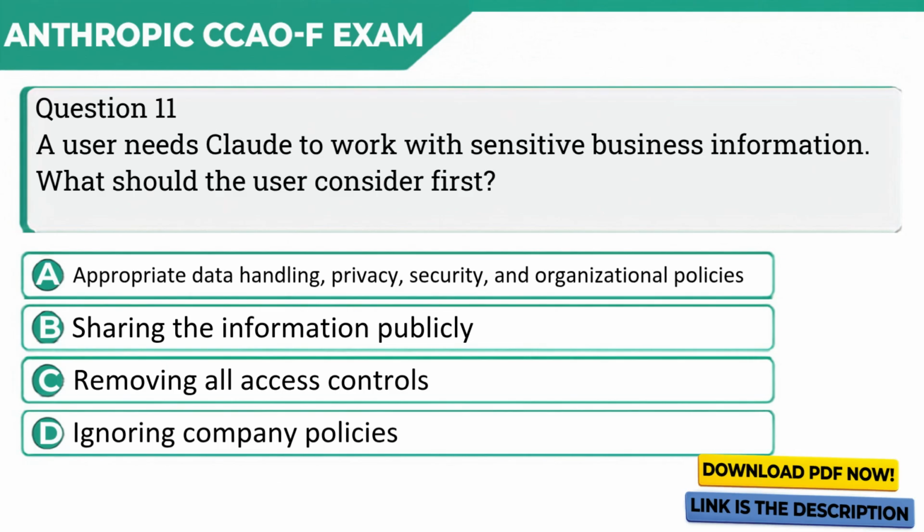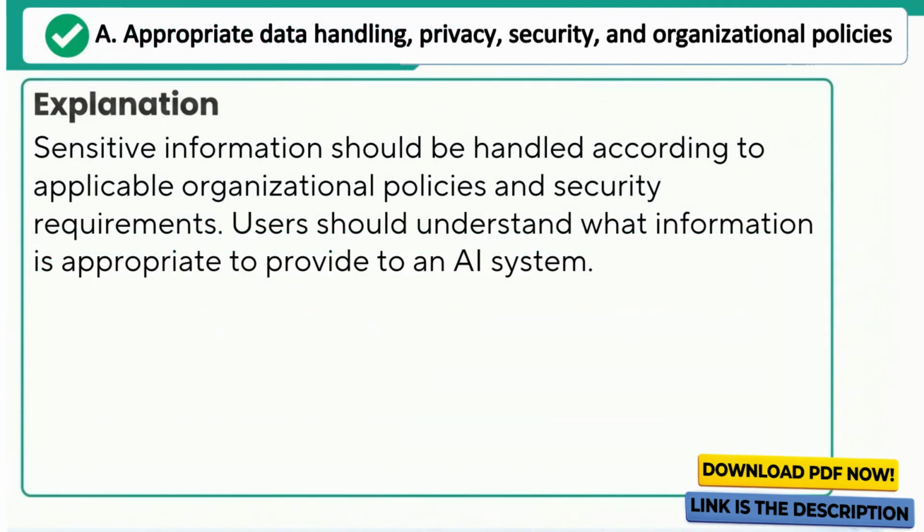Appropriate data handling, privacy, security, and organizational policies. B. Sharing the information publicly. C. Removing all access controls. D. Ignoring company policies. Correct answer: A. Appropriate data handling, privacy, security, and organizational policies.